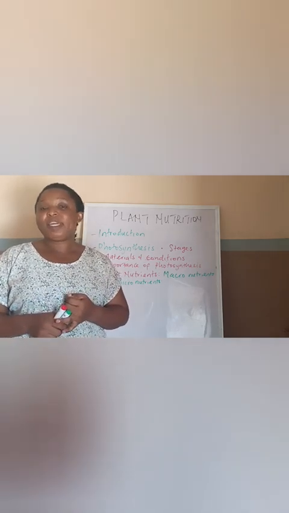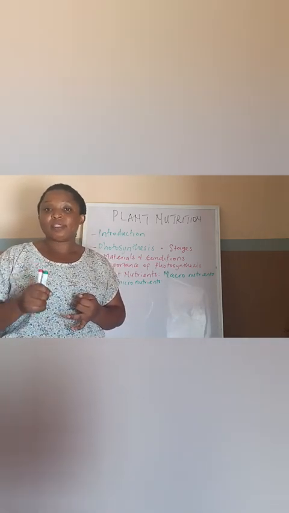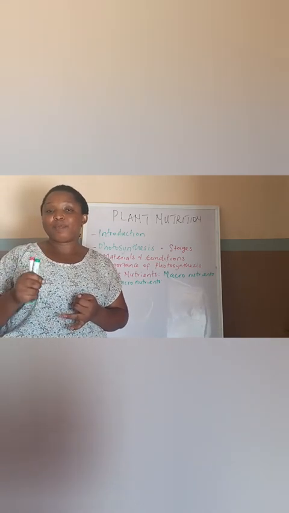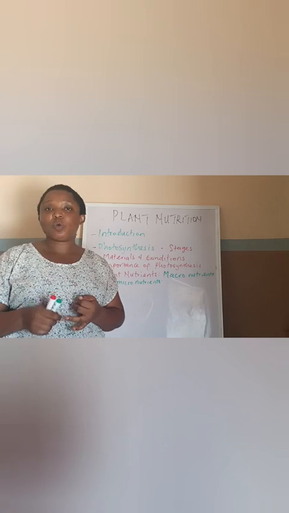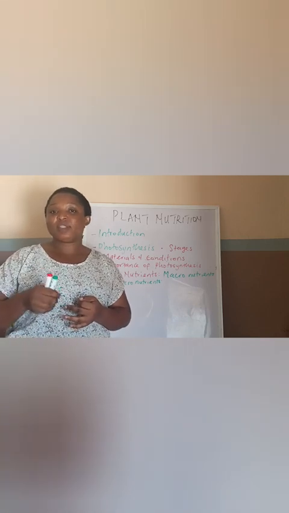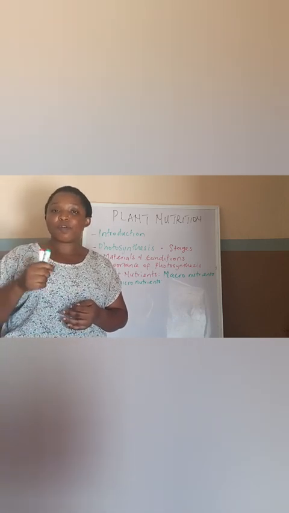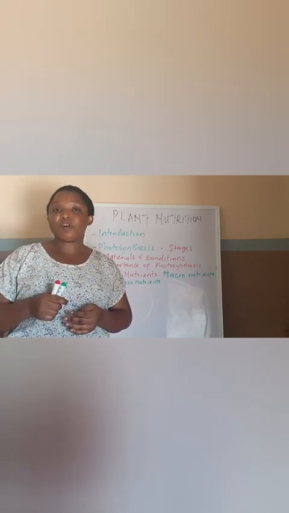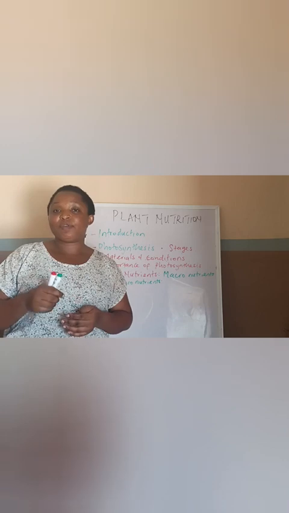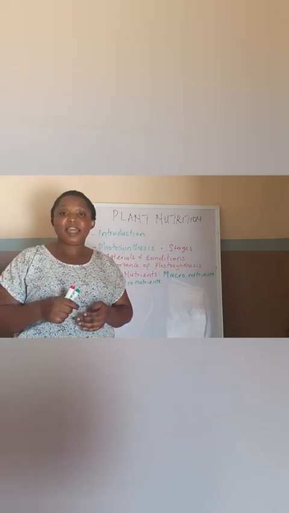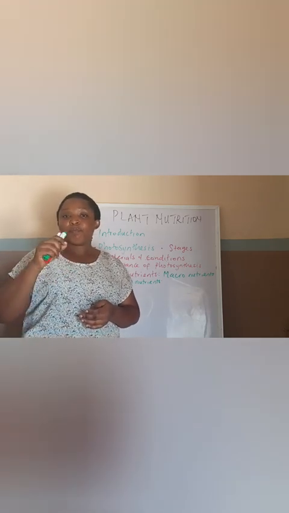The optimal temperature, the right temperature, is also an important factor. Water also is necessary for photosynthesis to take place, and also carbon dioxide. Carbon dioxide is needed for photosynthesis to take place. Then we have mineral salt.